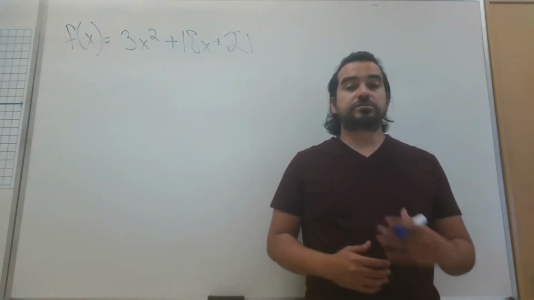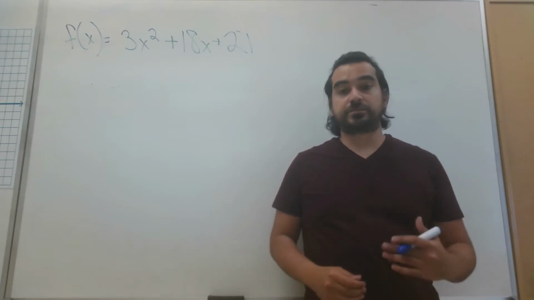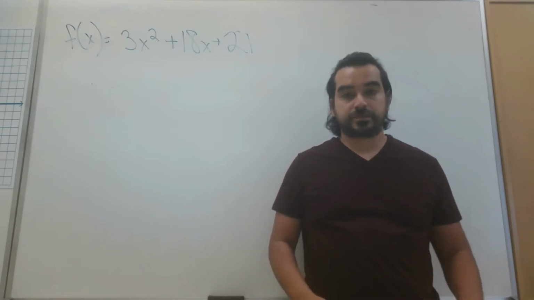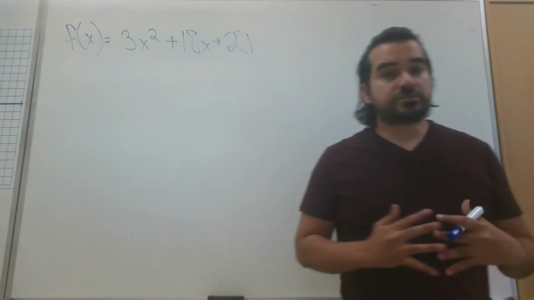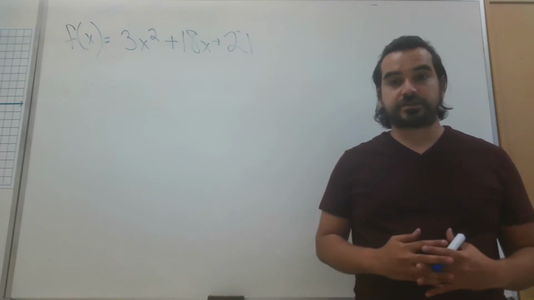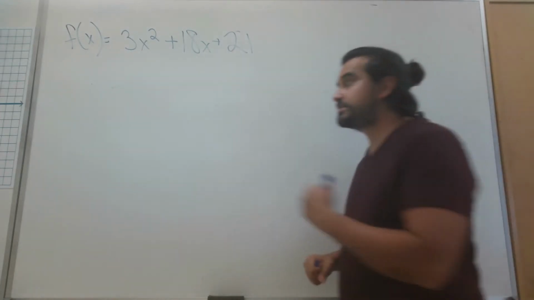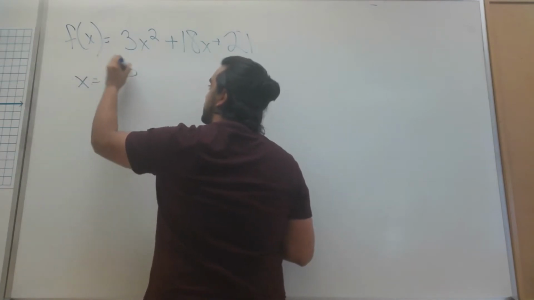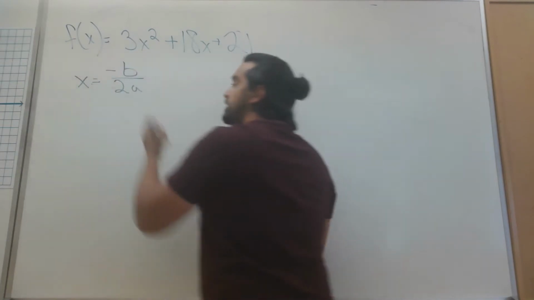So now we're going to use the quadratic function to tell us the maximum or minimum and also be able to identify the domain and range. So first thing we're going to do to find the maximum or minimum is to find the axis of symmetry. And remember, the axis of symmetry formula is going to be x is equal to negative b divided by 2a.